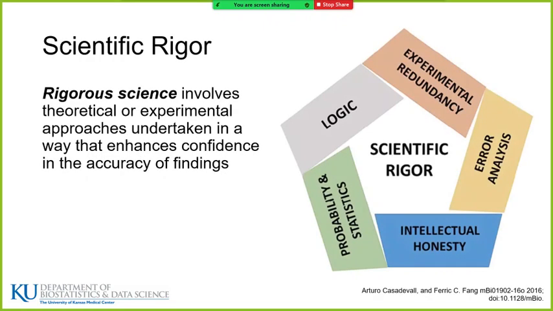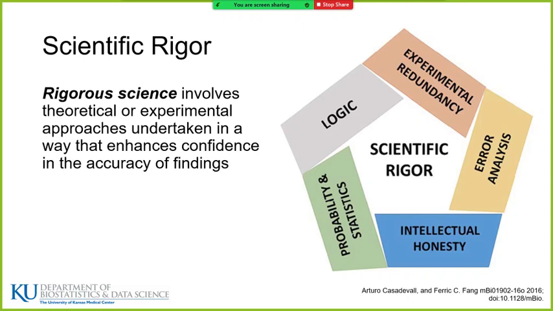So scientific rigor, what is rigorous science? Well, rigorous science is the science that results from a proper application of the scientific method. It involves using theory and very controlled experimental approaches to produce data. It has to be undertaken in a way that it will enhance confidence in the accuracy of findings.